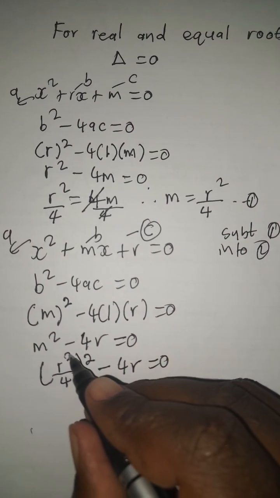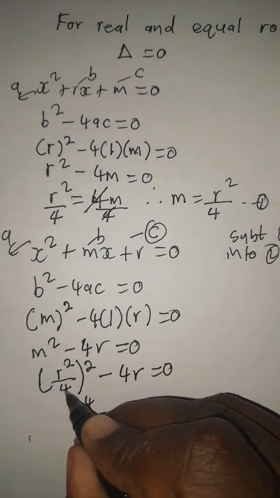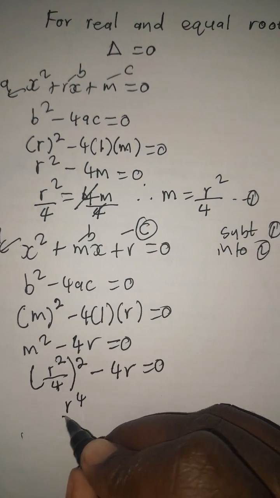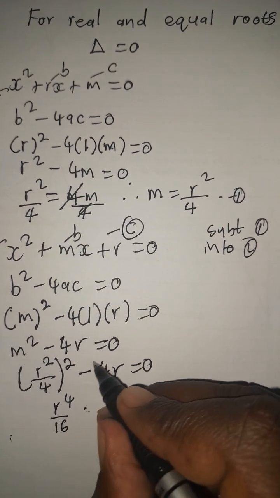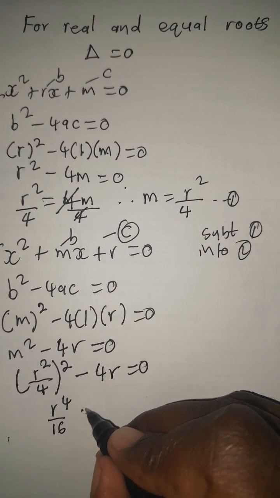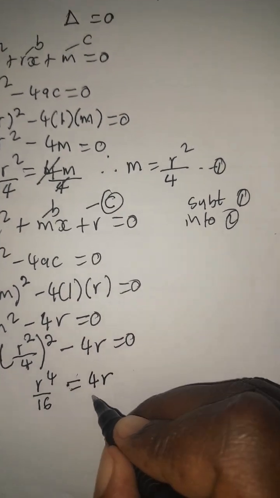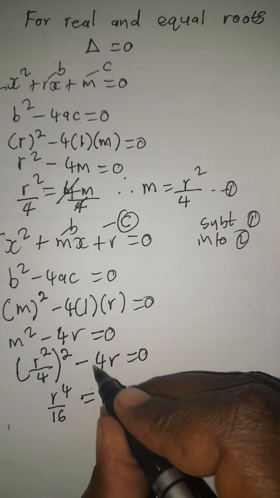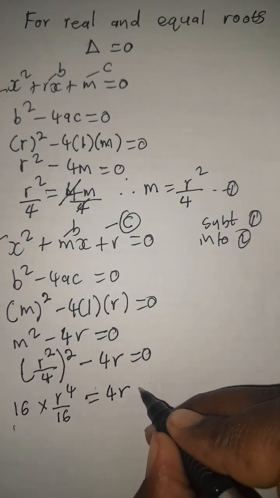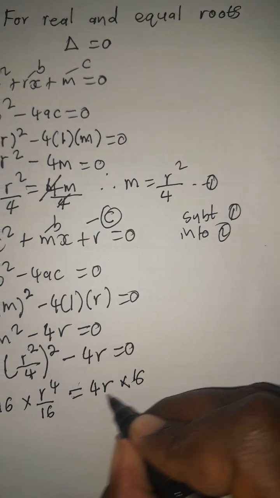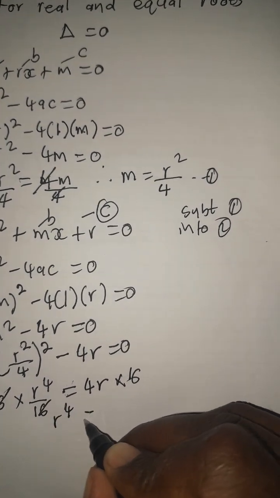So when you square this, it will be 2 times 2, which will be r to the power 4. Then when you square 4, that will be 16, right? Which is equal to 4r. If we take negative 4r to the other side, we're going to have positive 4r. So let's multiply every side by 16 to get rid of this fraction. So 16 and 16 will cancel. I have r to the power 4.